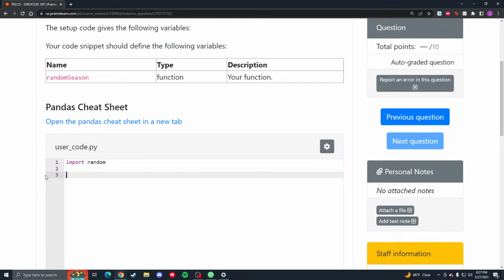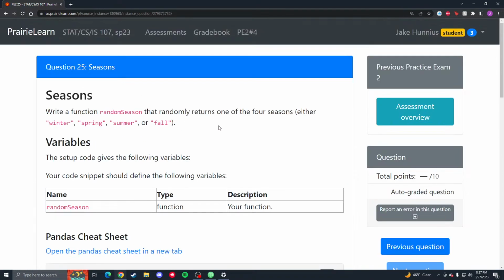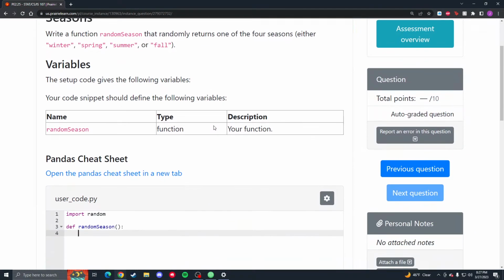Alright, so we're going to write our random season function. The syntax is def random season, and then we don't need any parameters. It's just going to randomly choose a season. So that's the random.choice function again. And it's winter, spring, summer, fall, and then we just return season.